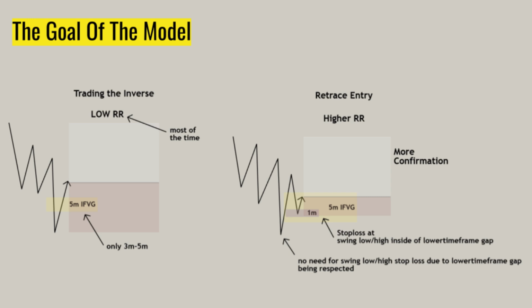So what this model does is when we're trading the retrace entry instead, we basically wait for that key level inside the retrace to happen, and from there we wait for some confirmation and we enter. And instead of having to put it at the swing low or swing high, there's no reason for that, because we have the higher time frame gap holding and then the lower time frame gap doing its job as well. There should be no need for that higher time frame swing point to be hit anymore.